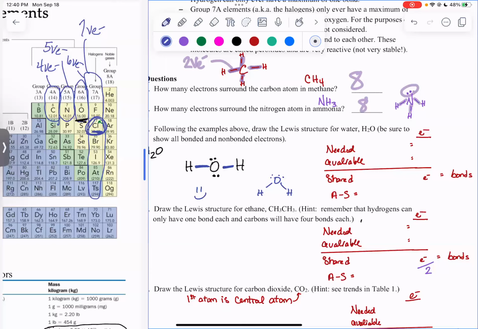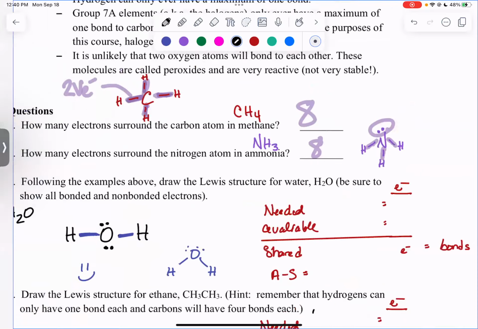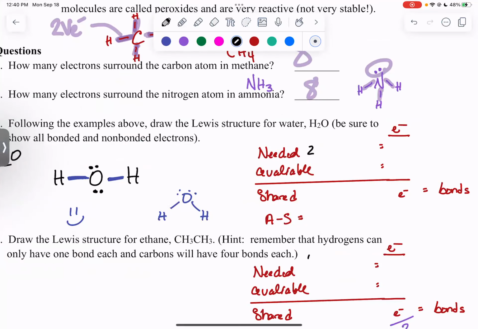You can check it with the needed available shared method. In water, we have 2 hydrogens. Let's see if I can kind of zoom in here. We have 2 hydrogens. Each hydrogen needs 2 electrons. Then I have 1 oxygen that needs 8. So that gives me needed 12 electrons. Available: my hydrogens only have 1. My oxygen has 6, so I only have 8 available. So needed minus available gives me 4 electrons. Divided by 2 tells me how many bonds. I have 2 bonds, and that's how many I put.